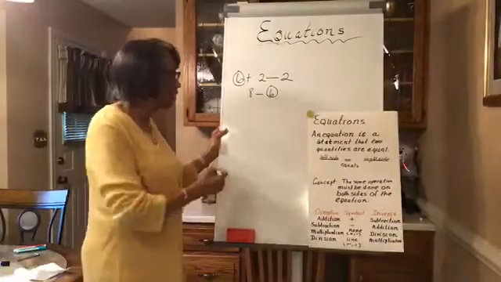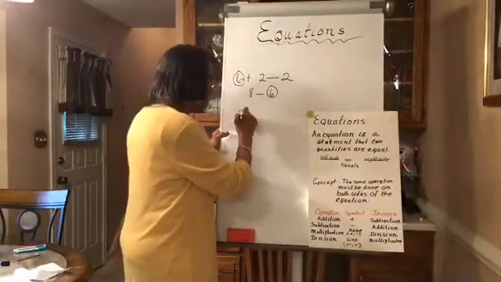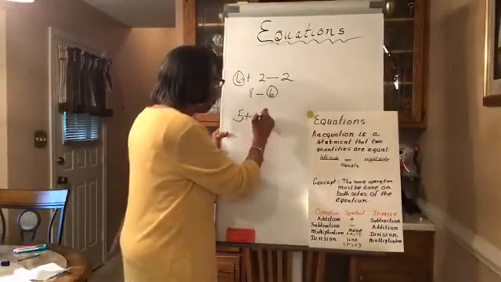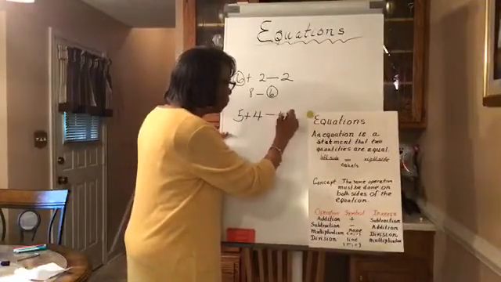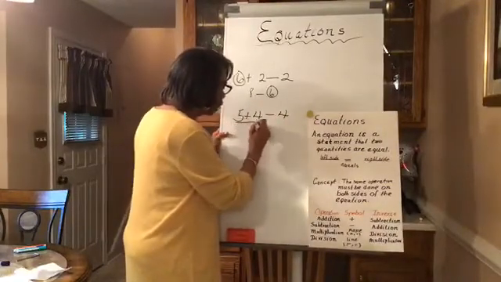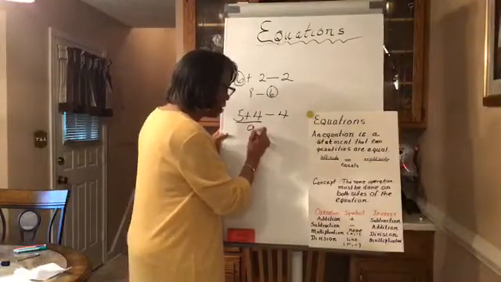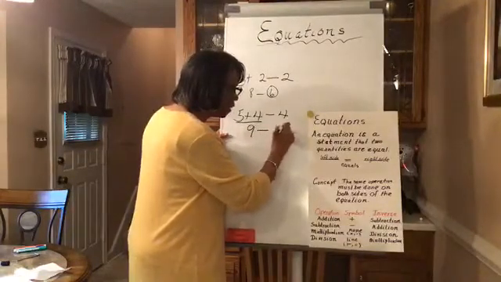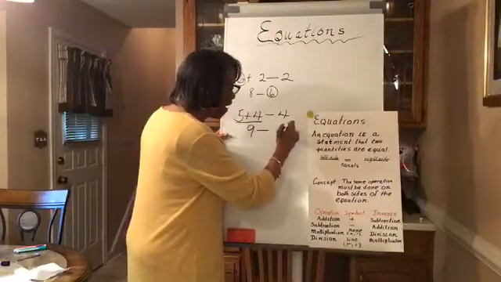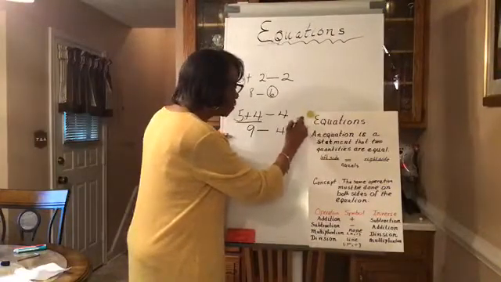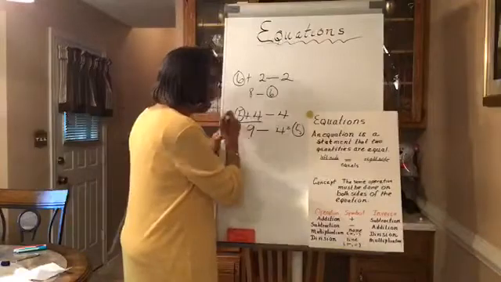Let's do another one. 5 plus 4 minus 4. 5 plus 4 is 9. 9 minus 4 is 5. So again, we have the same thing.